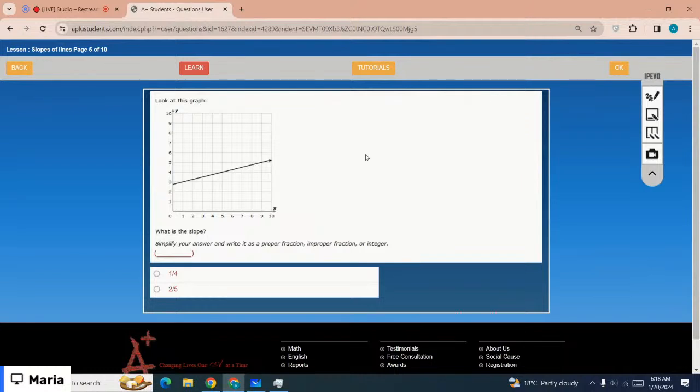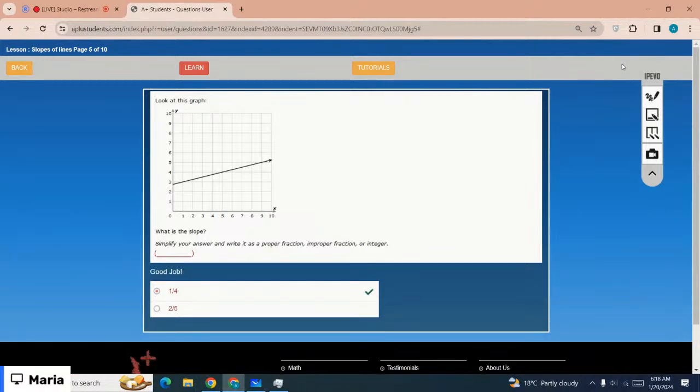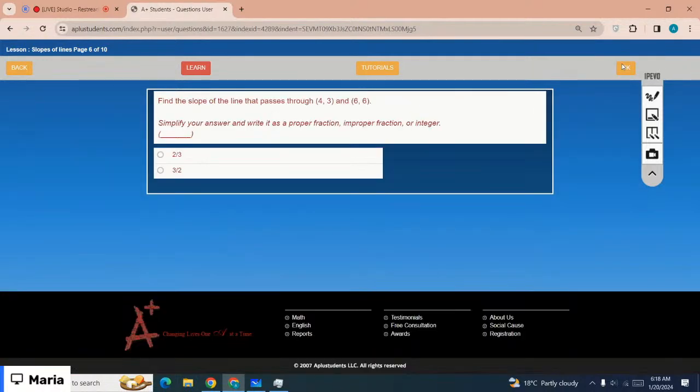The correct option is 1 over 4. Option number 1 is the correct option, right? The next one is the slope of the line that passes through (4, 3) and (6, 6). So which is the correct option?